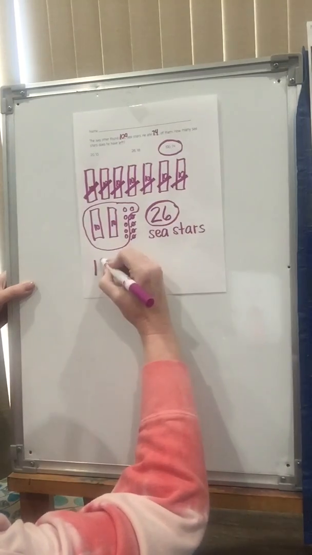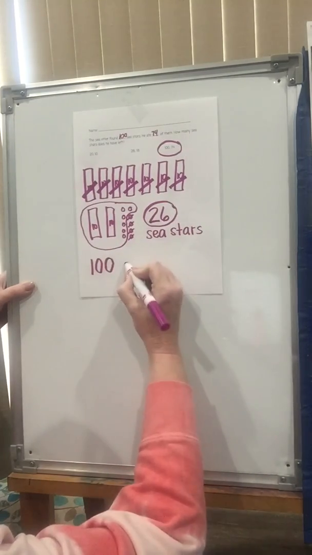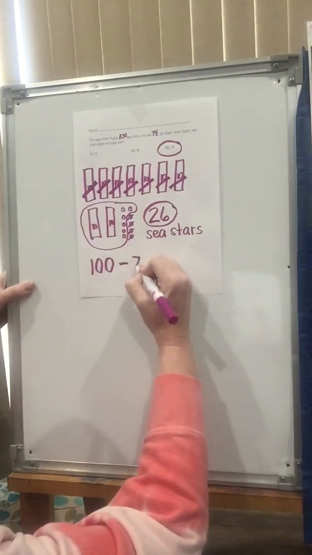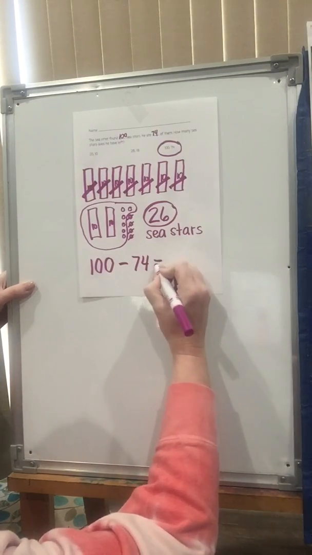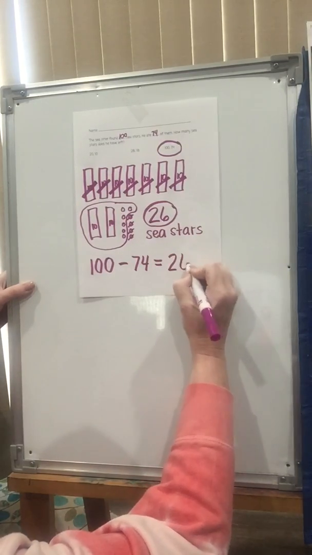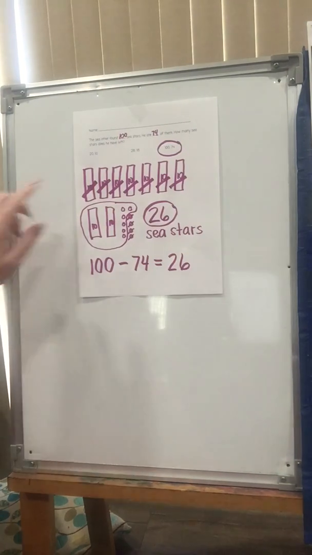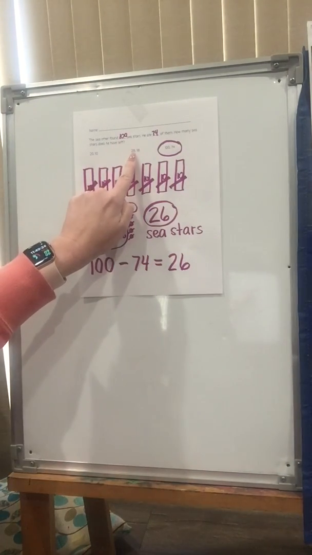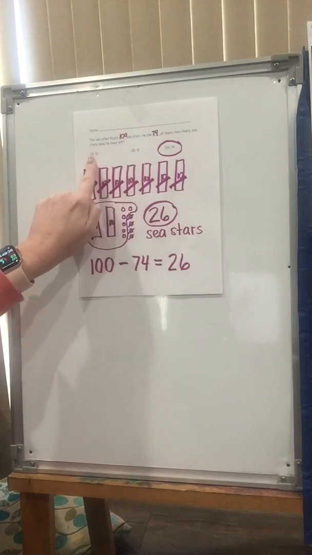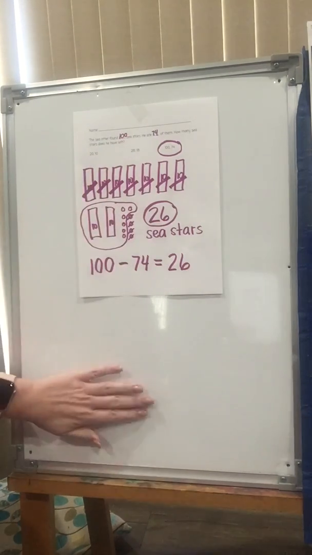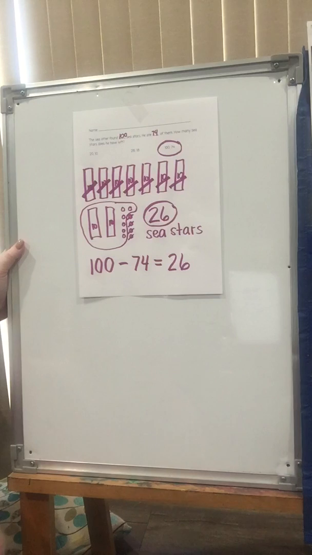He started with 100 sea stars. He took away 74 of them when he ate them, and now he's got 26 sea stars left. So if you're doing this at home, I would encourage you to choose 28 and 18 or 20 and 10. And so tomorrow when I do this word problem for you, well, it won't be this one, it'll be a different one, but I will use a number choice that's not on this page.